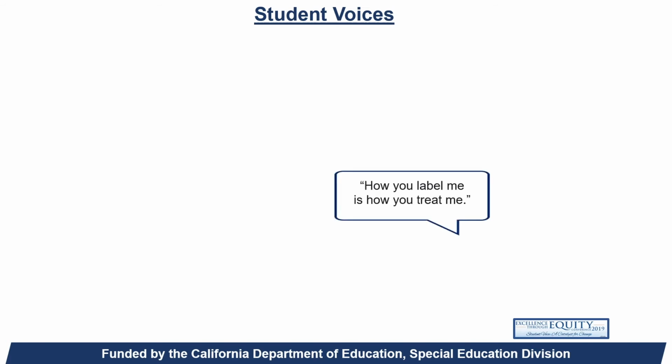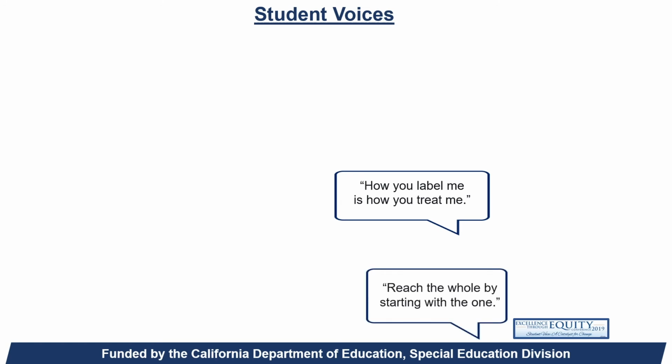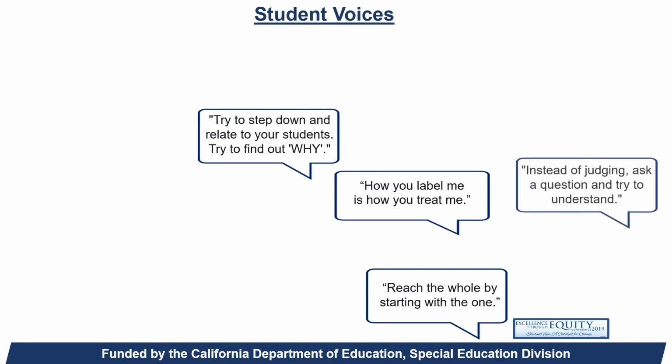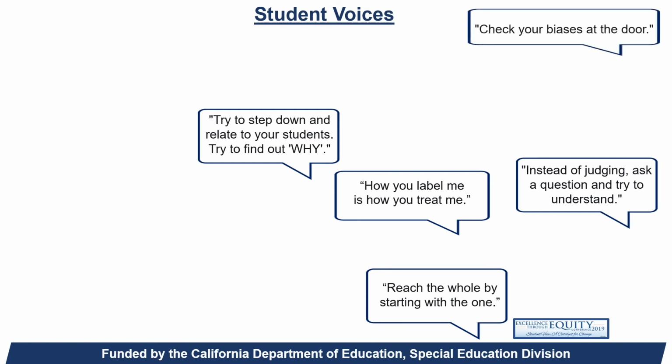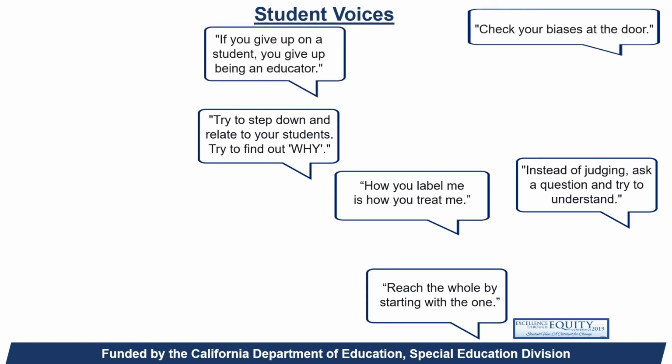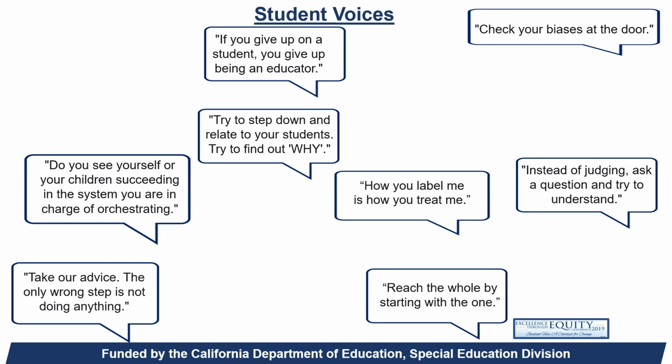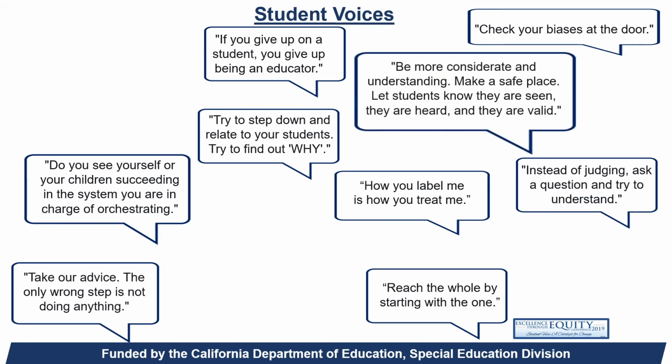How you label me is how you treat me. Reach the whole by starting with the one. Try to step down and relate to your students. Try to find out why. Instead of judging, ask a question and try to understand. Check your biases at the door. If you give up on one student, you give up on being an educator. Do you see yourself or your children succeeding in the system you are in charge of orchestrating? Take our advice. The only wrong step is to not do anything.